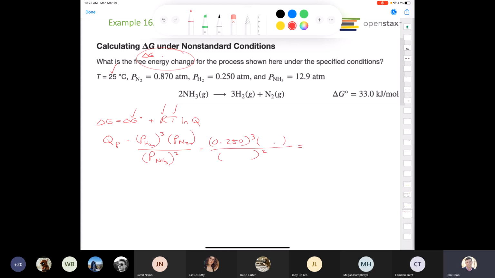Okay, there we go. So what's the partial pressure of the nitrogen? There we go, 0.870 and 12.9. Now let me try. 0.25 cubed times 0.7 divided by 12.9. Okay, what did you guys get? I got 8.2 times 10 to the negative 5. Anybody else get that?